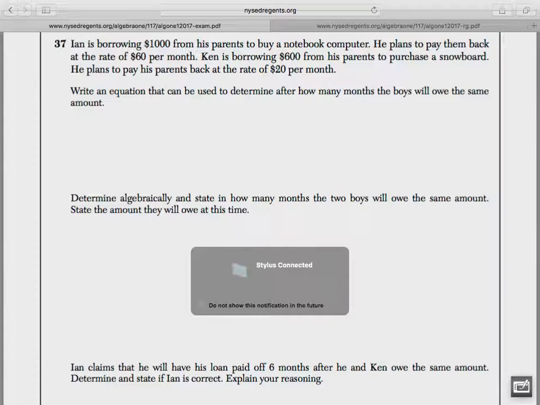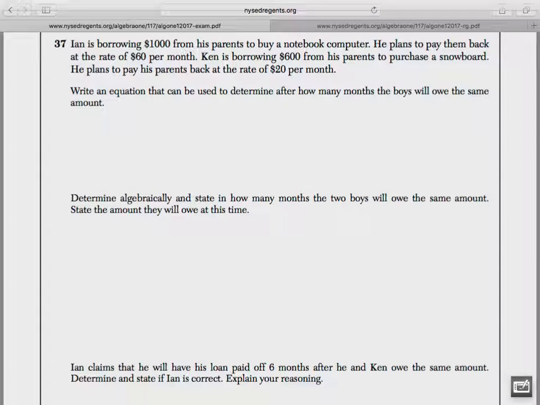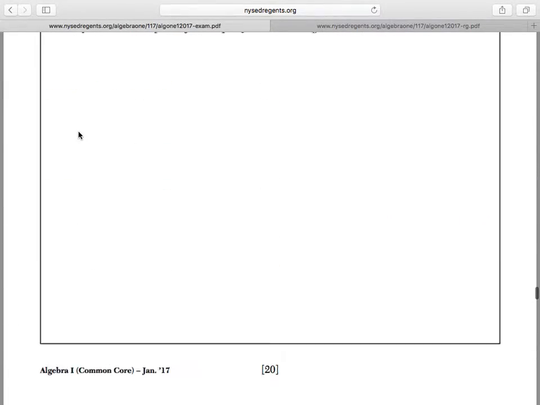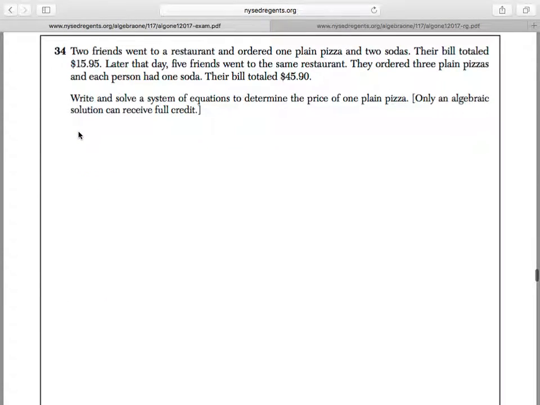Okay, so for number 34, in part 3, let's see what we got for 34. I just don't understand how to do the system equations. Everything else I could solve, but I can't really do the system equations. Okay, ready? Let's rock.